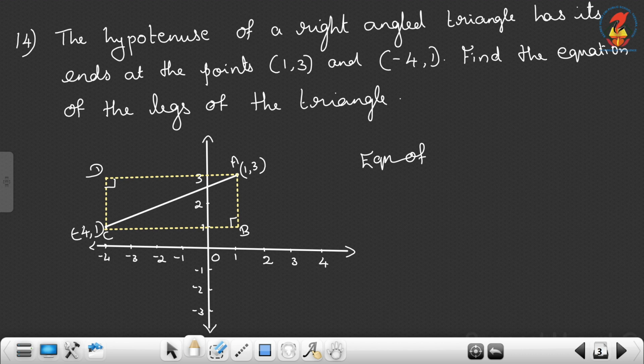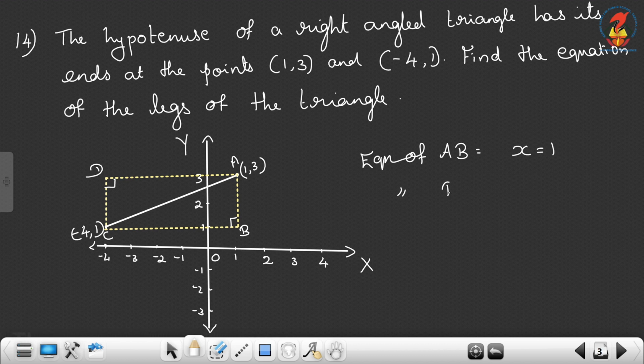Equation of which one? AB. What is the equation of AB? AB is parallel to which axis? Y axis. So, the equation is x is equal to a constant. X is equal to which constant? This x coordinate you have to take. So, x is equal to 1.